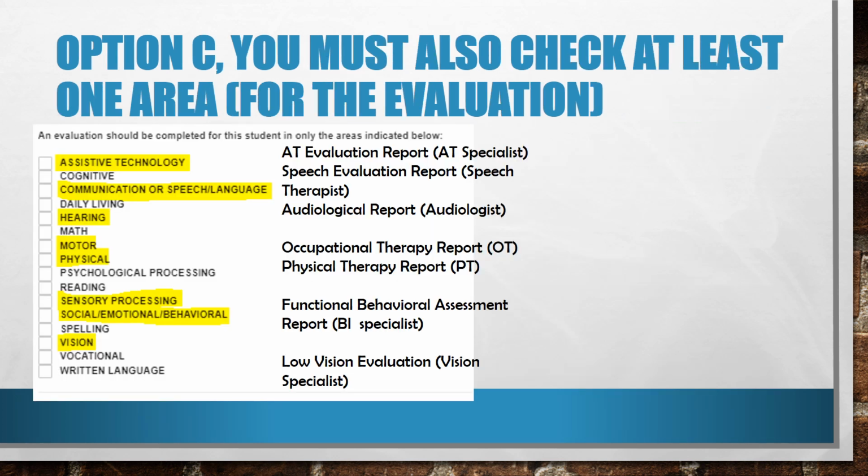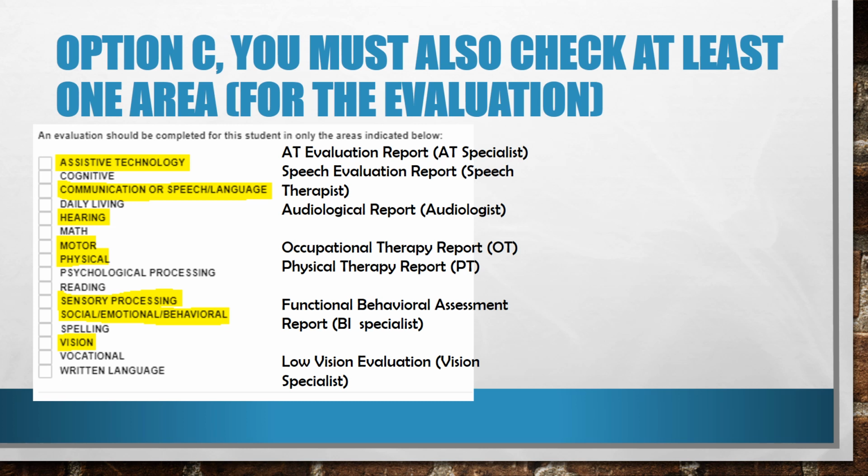When choosing Option C, the team must select at least one area that is being evaluated. The team can choose more than one area to be evaluated. However, keep in mind that each area chosen will require an appropriate team member to complete evaluation and finalize that process through an evaluation report. The report will be uploaded to GO-IEP and the information will be added to the appropriate sections of the IEP to update that information.